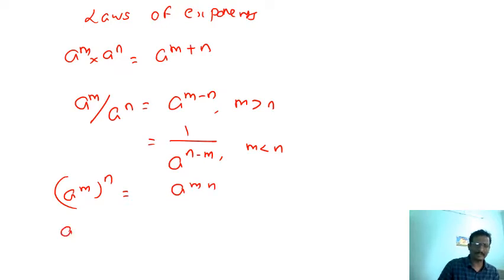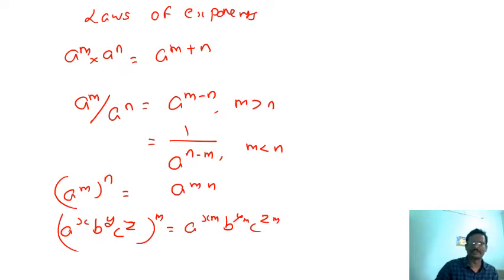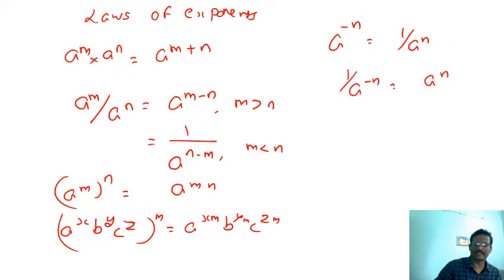Next, a raised to x, b raised to y, c raised to z, the whole raised to m is equal to a raised to xm, b raised to ym, c raised to zm. And the next one, a raised to minus n, then you can write it as positive exponent as 1 by a raised to n. The same way 1 by a raised to minus n, that you can write as a raised to n.